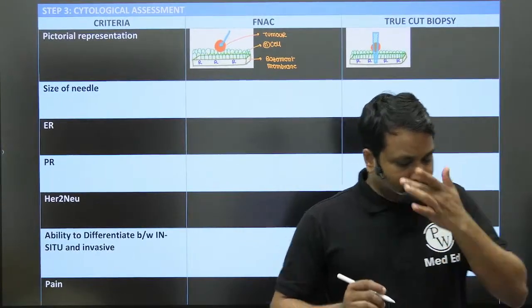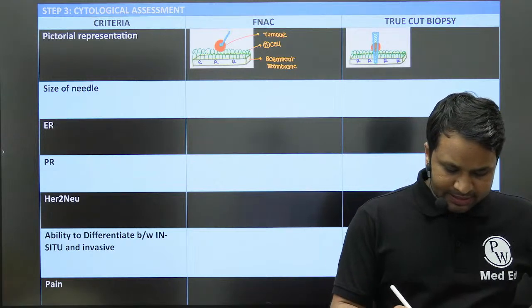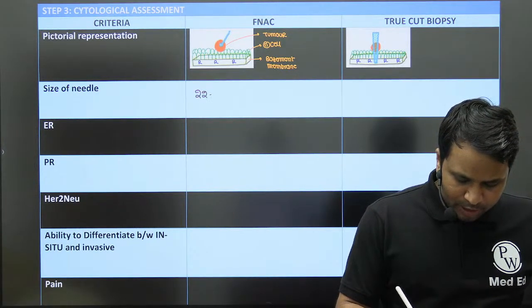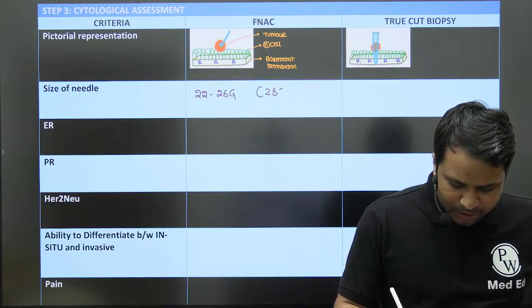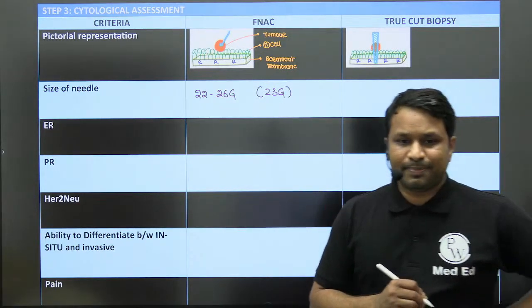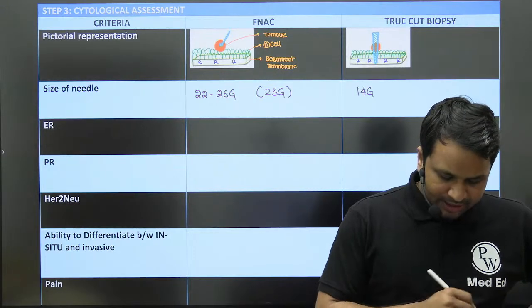Chalo. So how do you compare FNAC with a TrueCut biopsy? When you talk about FNAC, the size of the needle that I'm going to use is going to be 22 to 26 gauge. Single best answer is going to be a 23 gauge needle, which is more specific. Whereas for a TrueCut, I'll be using a 14 gauge needle.